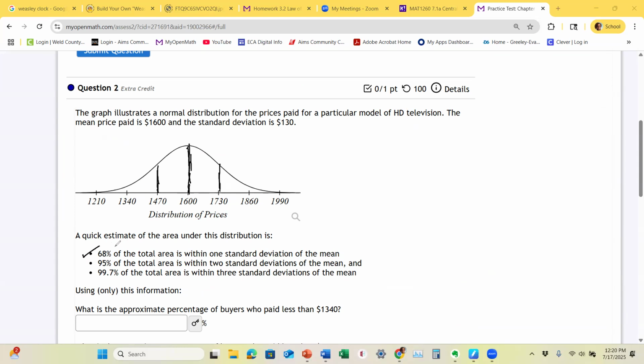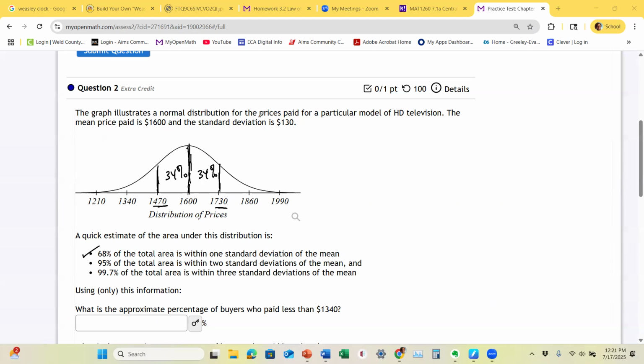68% in the whole thing. There you go. 34%. Okay, and I think that's actually one of the questions. I think one of the questions is what's the approximate percentage of buyers who paid between 1470 and 1730? And you already know what that is, right?